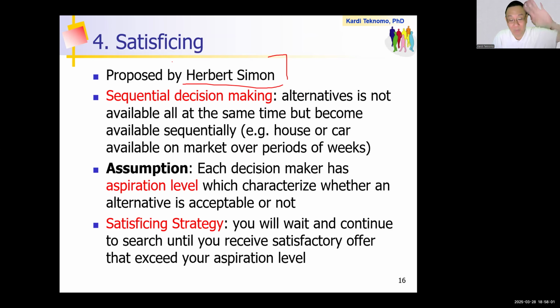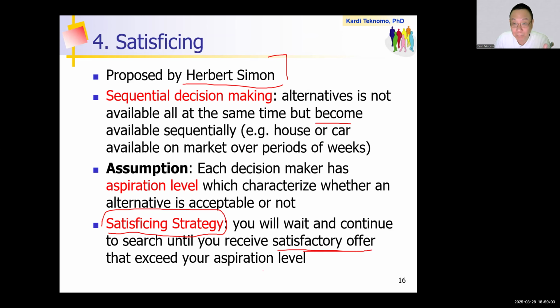A while ago it was just one time point, the present time, but now we are talking about dynamics. So the alternatives become available sequentially, for example over one week, one month, or one year. Now the assumption is this: each decision maker has some kind of aspiration level. What is aspiration level? Something that characterizes whether an alternative is acceptable or not. If you choose based on your aspiration level, then this is what is called the satisficing strategy. You will continue to search until you receive a satisfactory offer that exceeds your aspiration level.